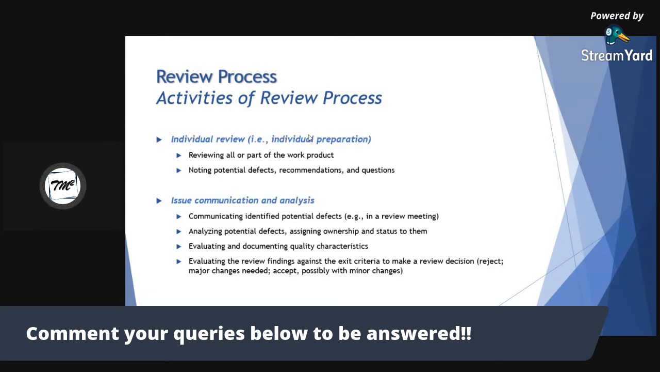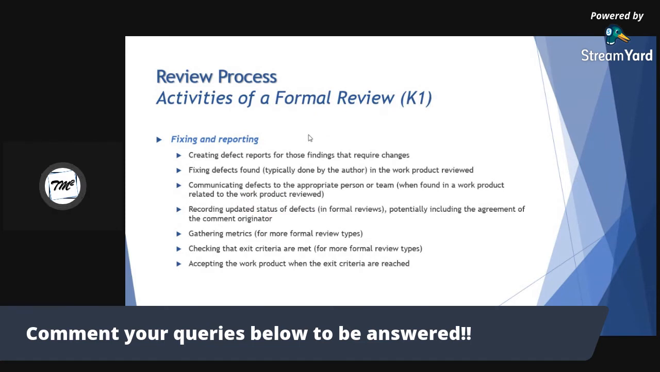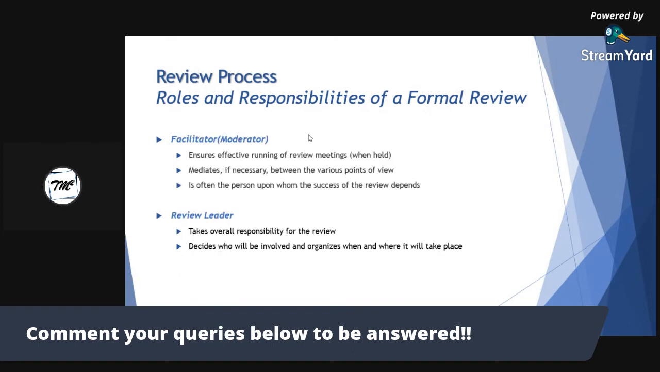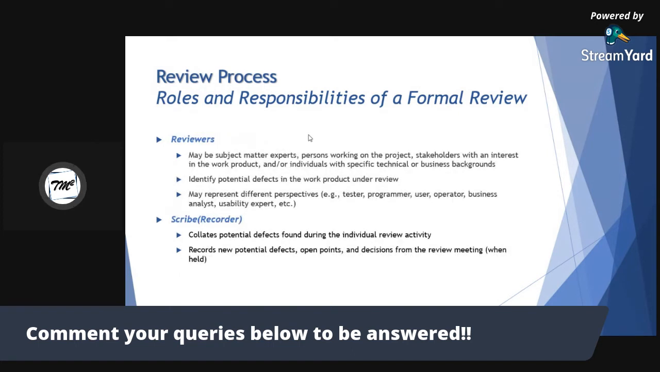Then we have a review meeting, which takes place after that once the preparation is over, where each reviewer will present their findings to the author. The author will be answering their questions and clarifying. Once the review meeting is over, fixing and reporting of the defects will be done by the author, that is, fixing the issues which were unresolved during the review meeting and updating those to the reviewers. Here are the main roles and responsibilities, which you can go back and refer to in more detail in the tutorial, which I've already added in the series, and which will help you understand more about it.